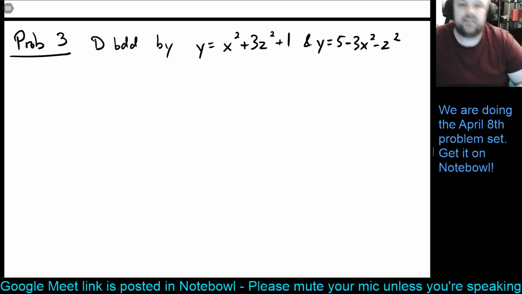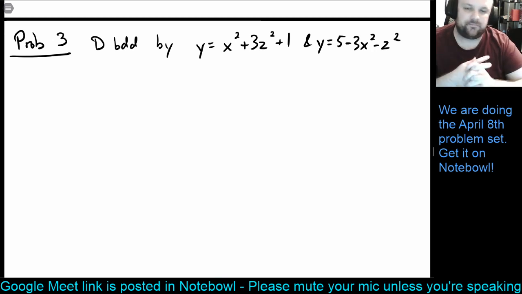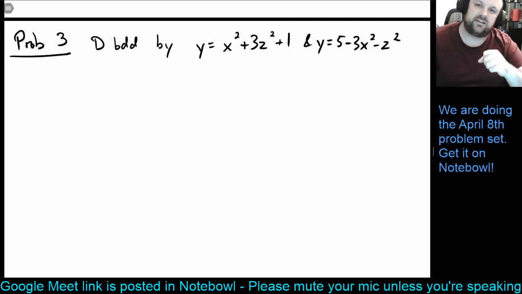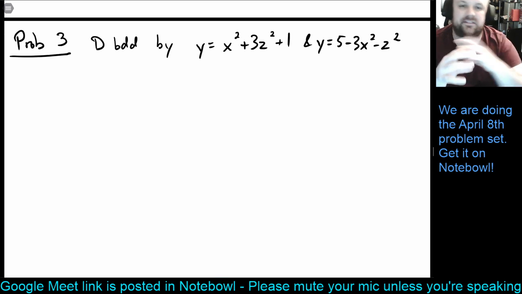Right? So the fact that the y is the variable that doesn't have the square here means that these paraboloids, those bowl-shaped things, are going to open along the y-axis. One of them's going to open to the right, one of them to the left.